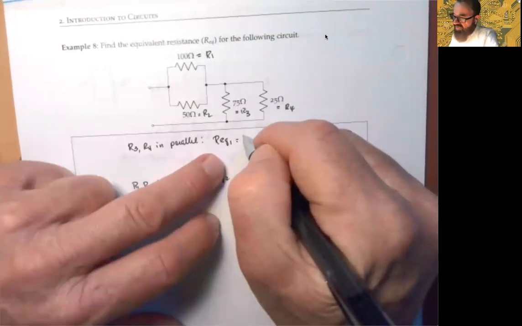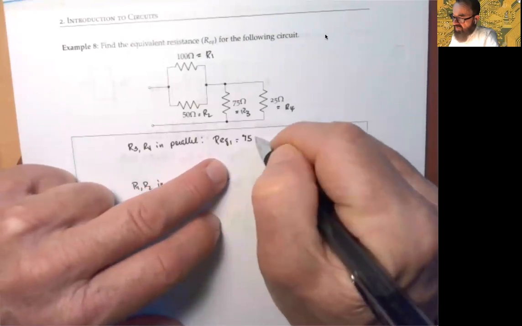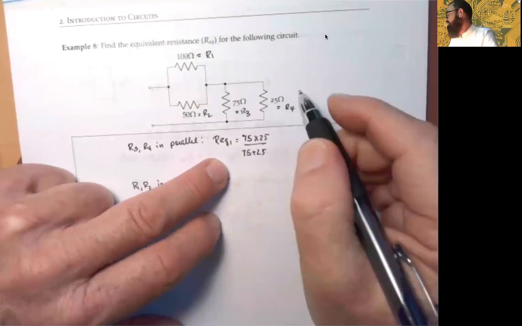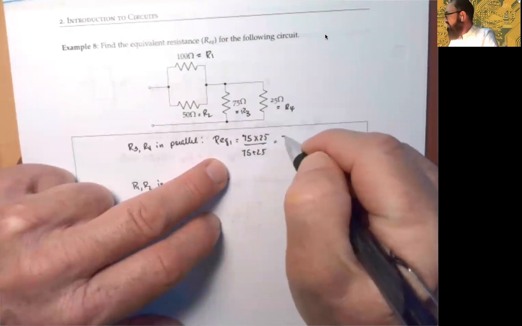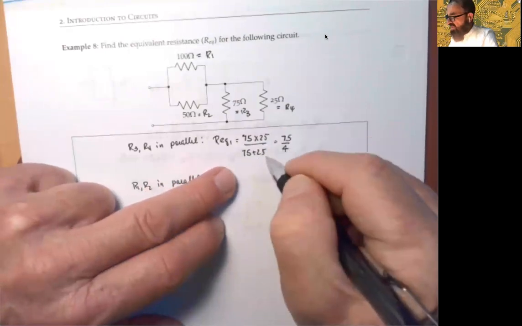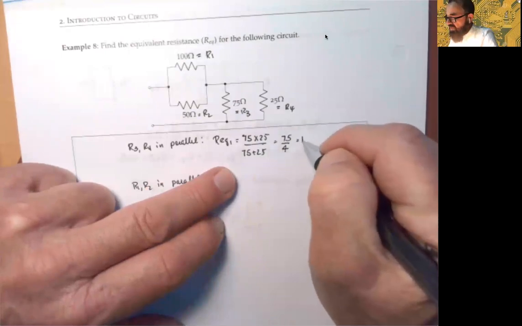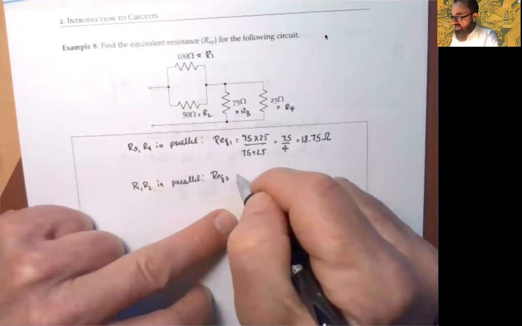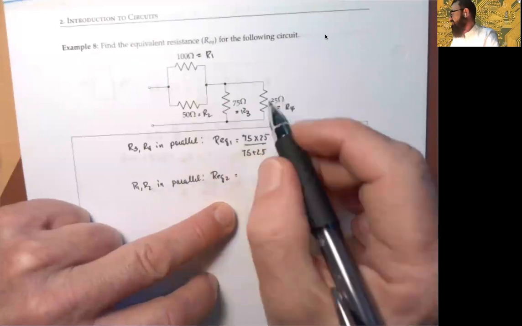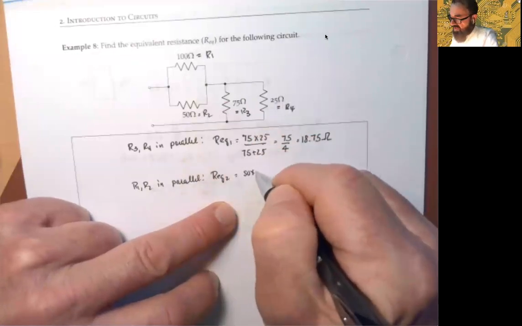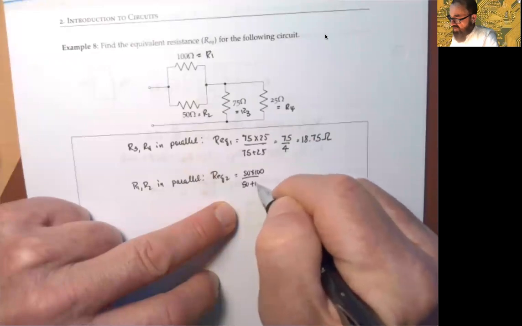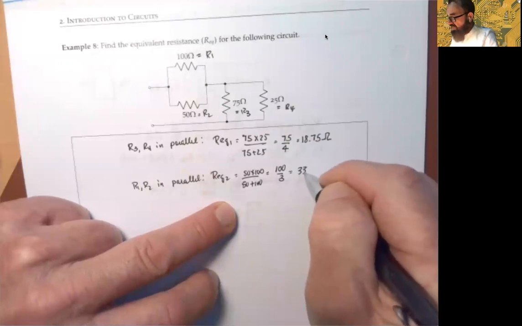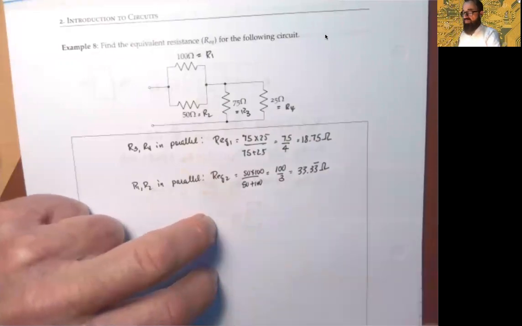So the REQ for this, the R3 and R4 will be 75 times 25 over 75 plus 25. That's going to turn out to be 75 over 4, because that's going to be 100 there. And if you want to go ahead and get a decimal, that's 18.75, right? Ohms. And the top 2, it's 150. So you're going to have 50 times 100 over 50 plus 100. And that's going to reduce to 100 over 3, which is about 33 1/3 ohms, much larger values, okay?